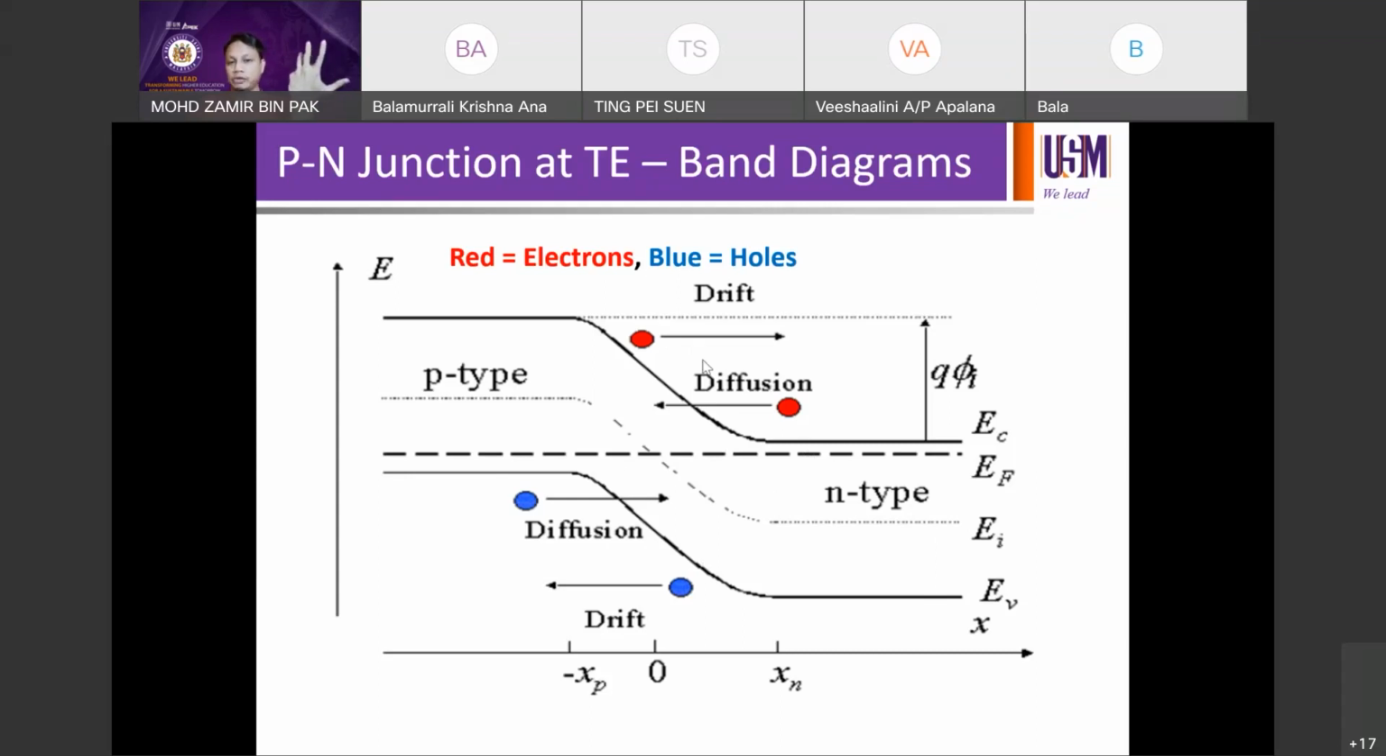And before that, you should expect diffusion of electrons, the red particles, from the n side into the p side, and therefore drift will be in the opposite direction. The same thing happens to the p side as well. Holes will be diffusing from the p side into the n side, and drift goes the other way as well. So this is what leads to the formation of the p-n junction.